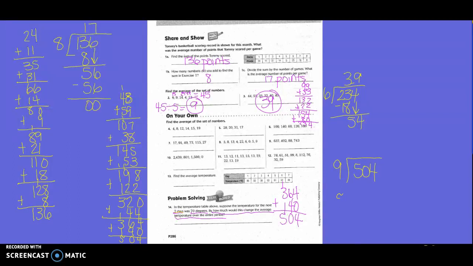So 504 divided by 9, how many times does 9 go into 50? 5 times. So minus 45 would be 5. Bring down your 4. How many times does 9 go into 54? 6 times. So if we had 56 degrees there and we had 52 degrees on 13, what would be the difference? 4 degrees.